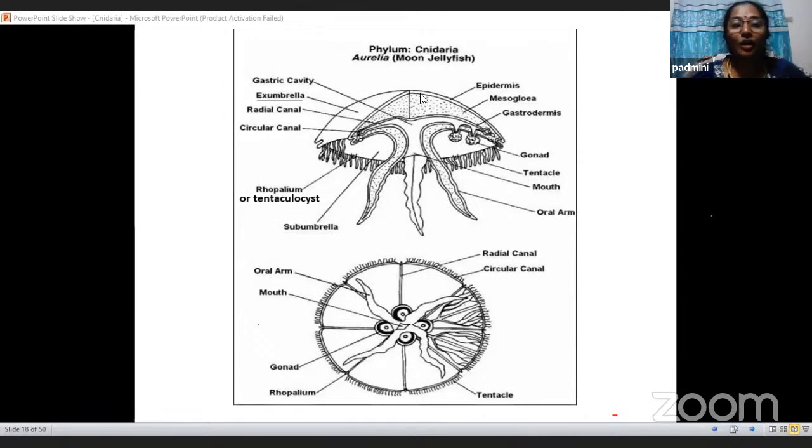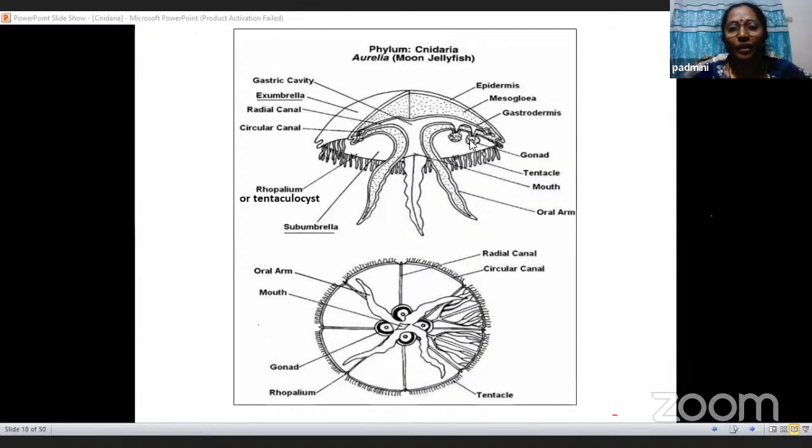Okay. This is how the Aurelia aurita looks like over here. The epidermis, the outer epidermis, in the middle you have the mesoglea, and then the inside is a gastrodermis. You have a gastric cavity that is present, that is called a coelenteron, or the gastric cavity. The outer one is the exumbrella. Then you have a radial canal, which is a radial-like structure. So you have a radial canal over there, and the whole one is surrounded by a circular canal. So this is a circular canal.